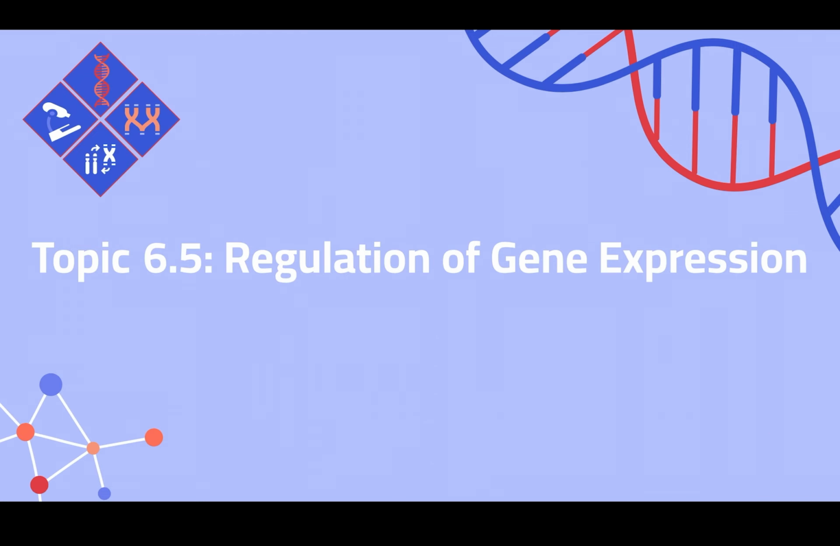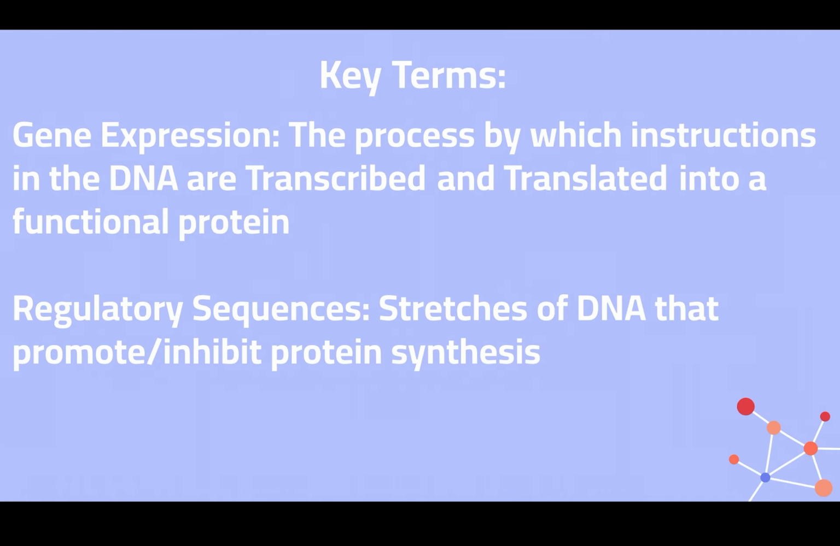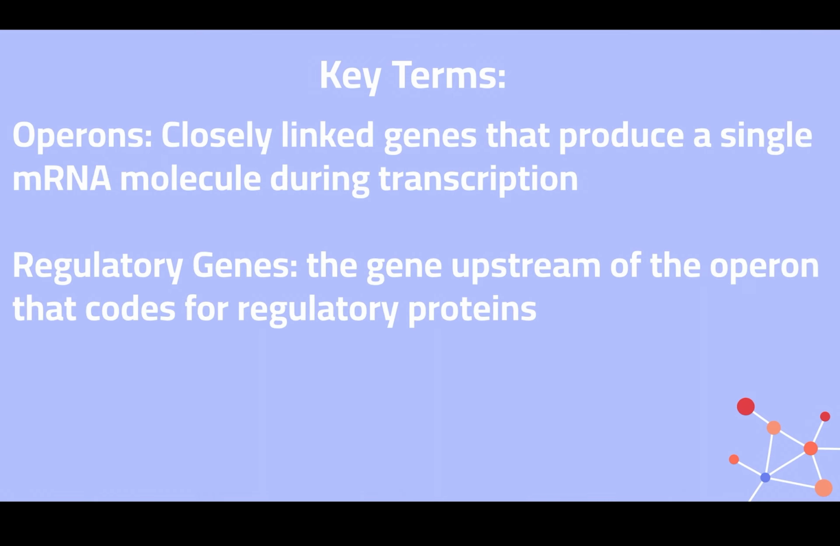Okay, next we have topic 6.5, which is regulation of gene expression. Gene expression is the process by which instructions in the DNA are transcribed and translated into a functional protein. Regulatory sequences are stretches of DNA that promote or inhibit protein synthesis. Some other key terms are operons, which are closely linked genes that produce a single mRNA molecule during transcription. And then we have regulatory genes, which are genes upstream of the operon that code for regulatory proteins.